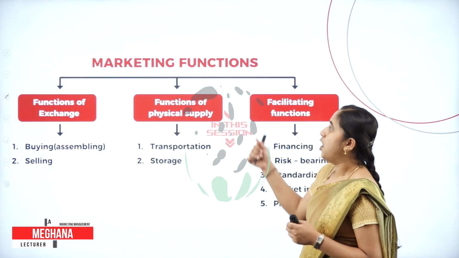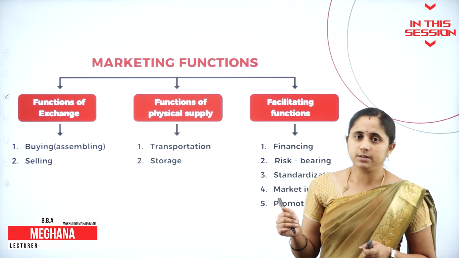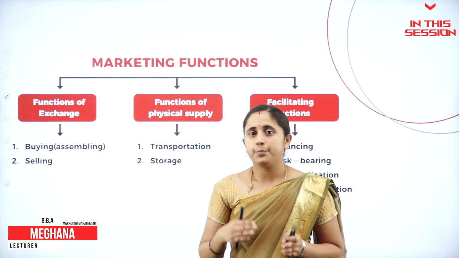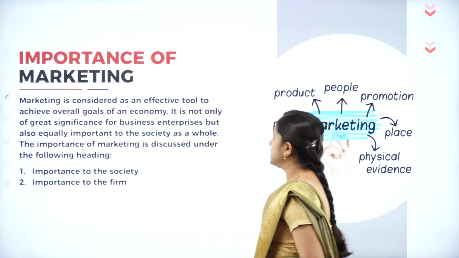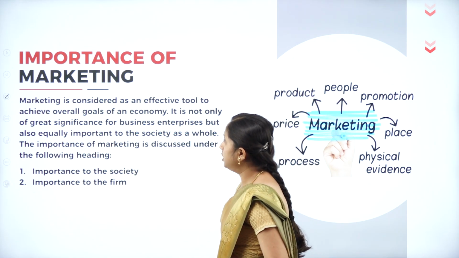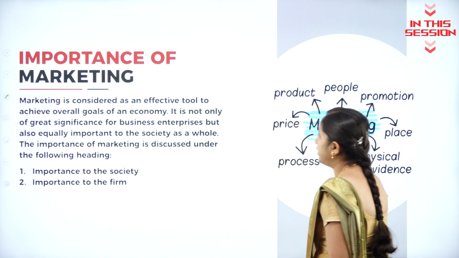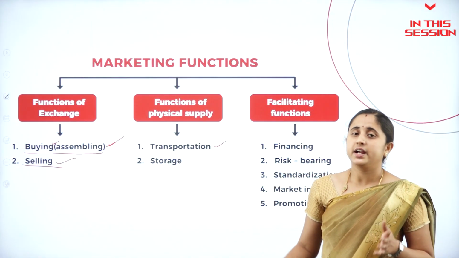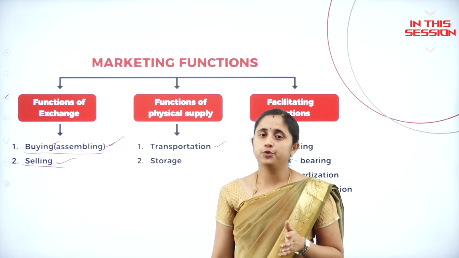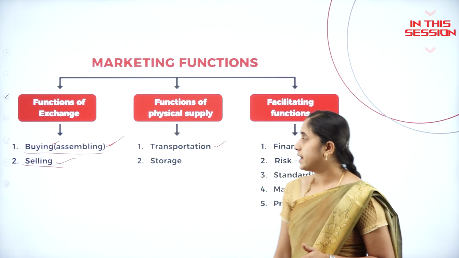Marketing process, all this function helps in flow of goods from the producer to the final consumers. Marketing is considered as an effective tool to achieve overall goals of an economy. Transportation is an important function. It helps in supplying of goods at a right time to a right place.